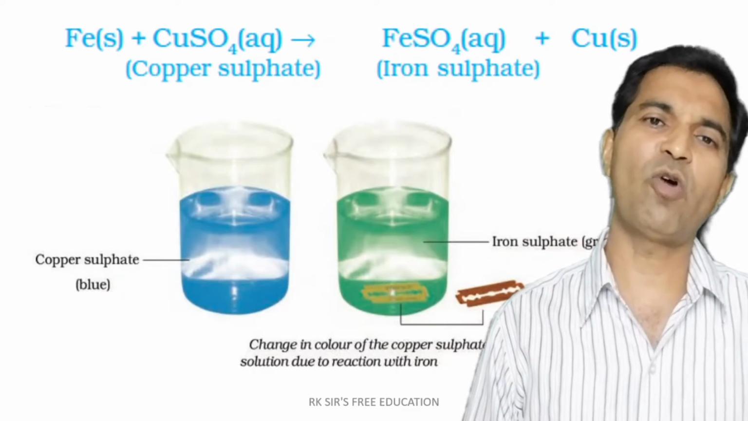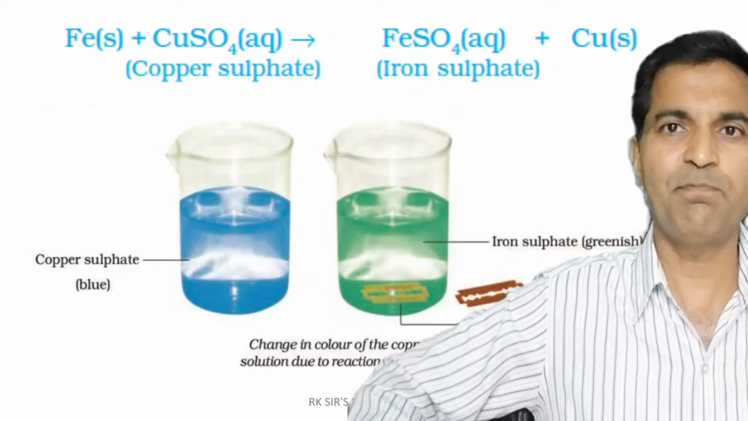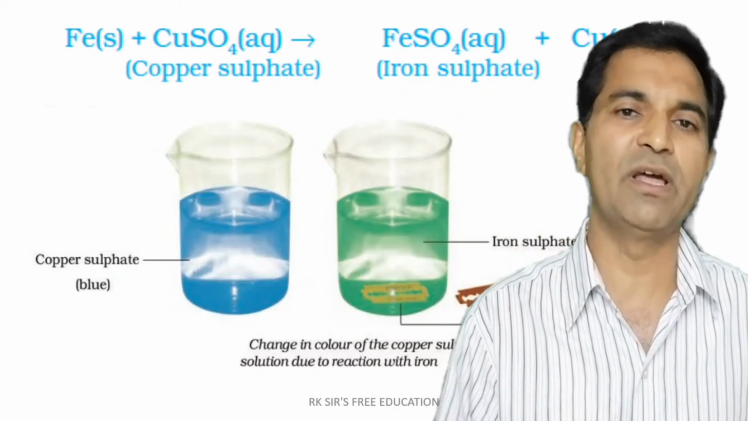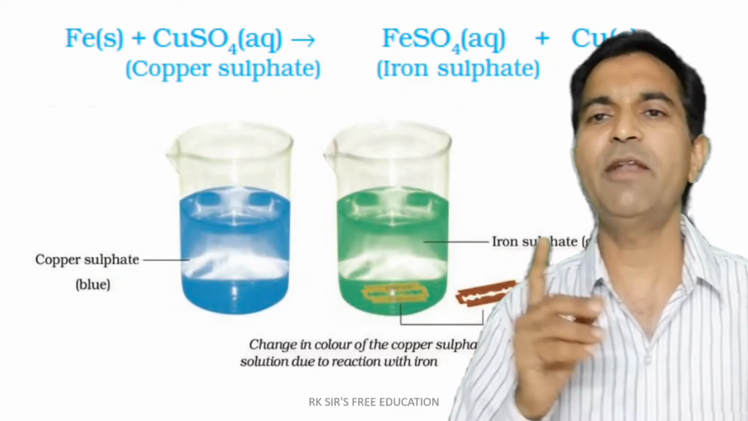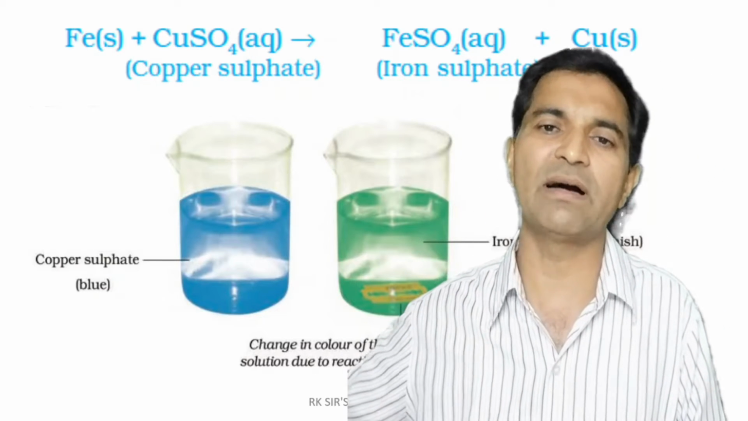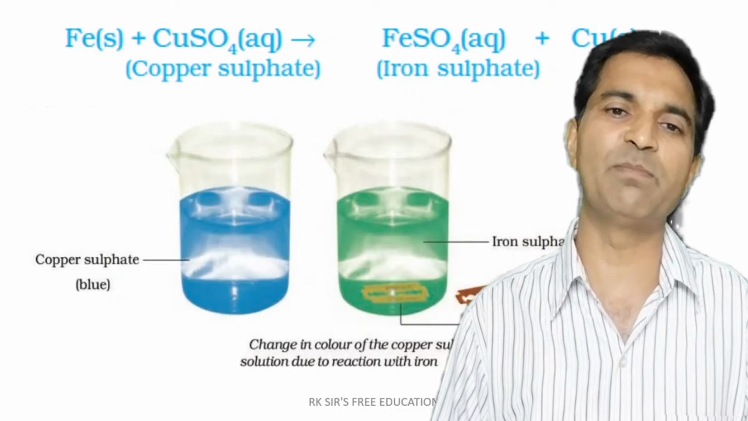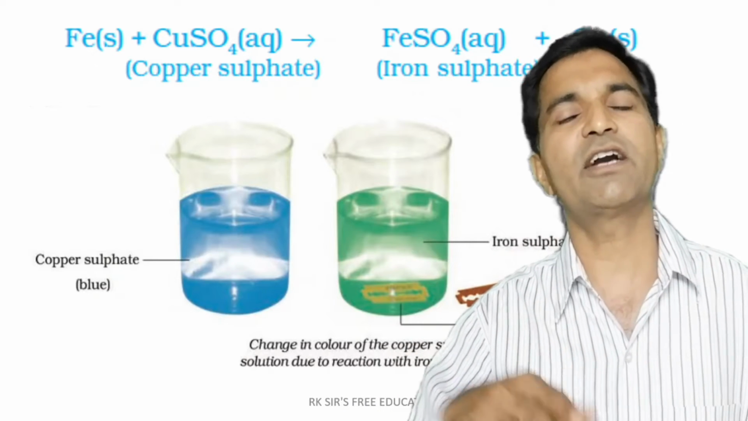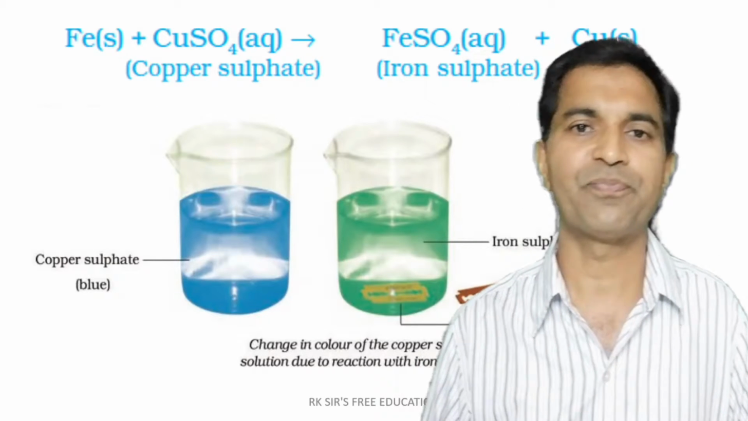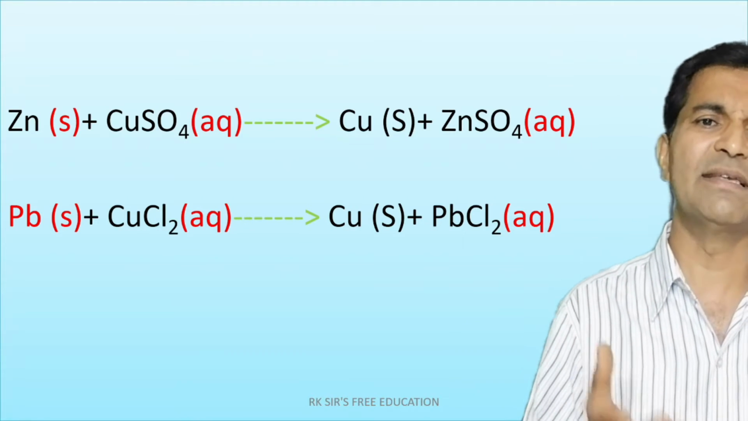Example, ferrous sulfate and copper sulfate. Since iron is strong, more reactive than copper, it displaces the copper and produces its own salt, that is ferrous sulfate, and leaves the copper aside. So copper sulfate solution, which is blue in nature, then converts greenish due to the presence of the iron in the solution. Another few examples, zinc and plumbum.